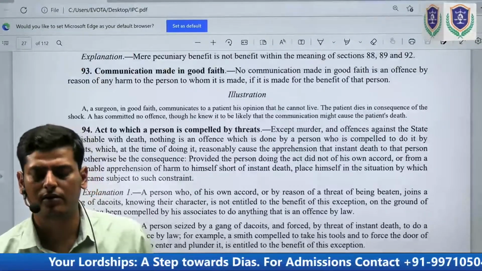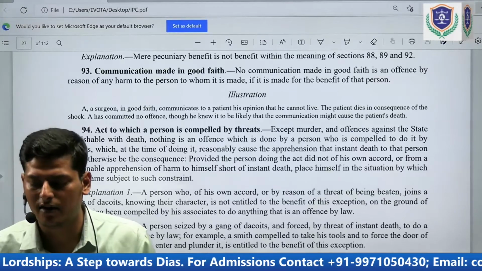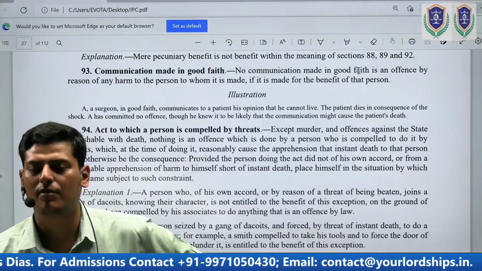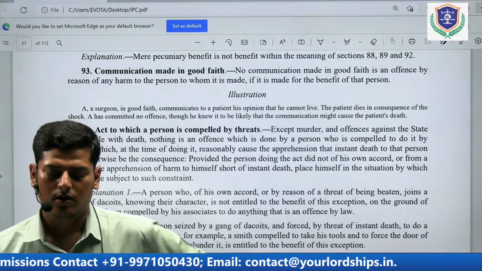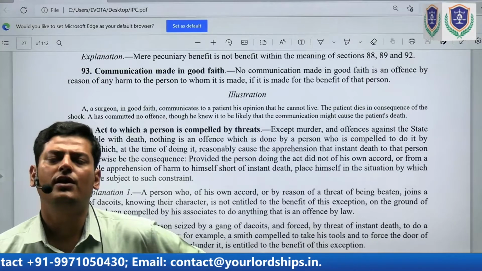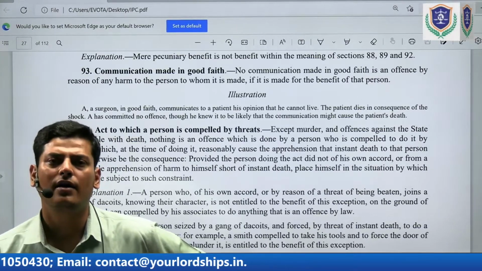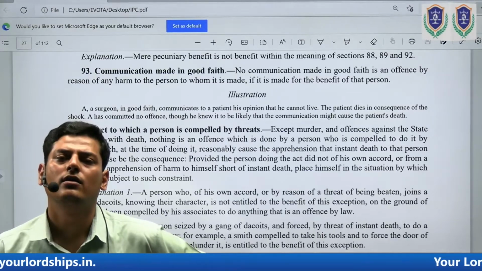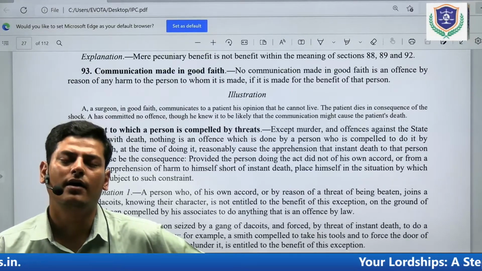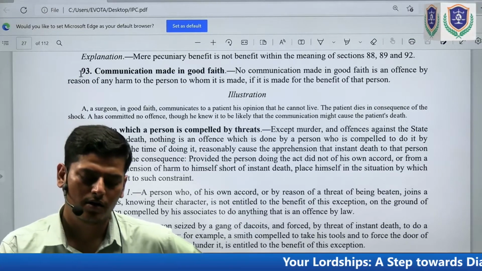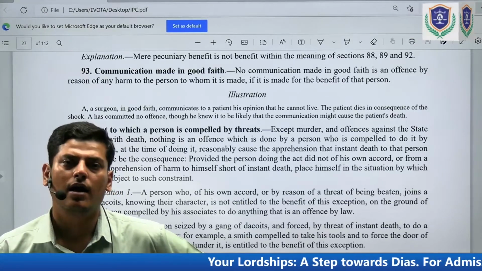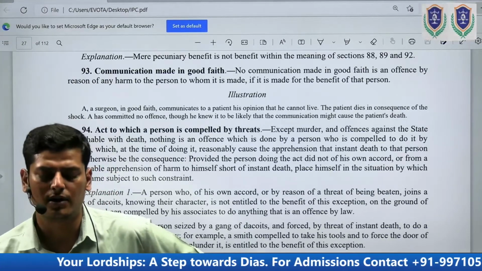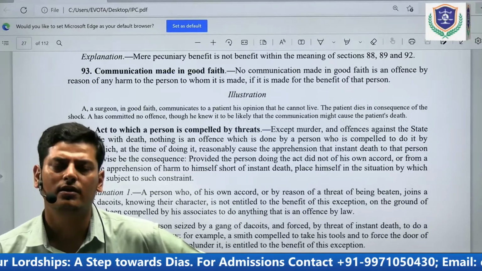Communication made in good faith. No communication made in good faith is an offense by reason of any harm to the person to whom it is made, if it is made for the benefit of that person. So if someone has made a communication in good faith, for the benefit of that person, but it turned out that the other person got a heart attack, his liability would be exempted under section 93. Good faith and benefit must be there.